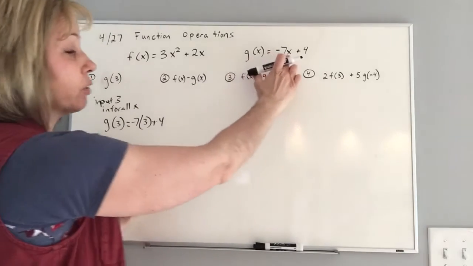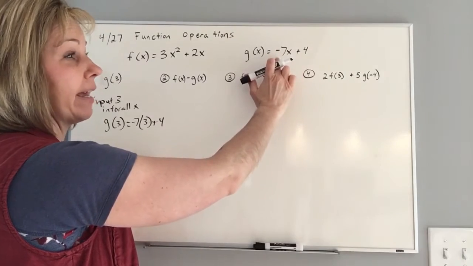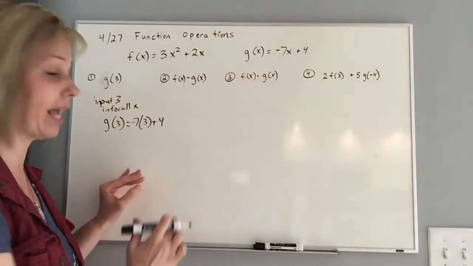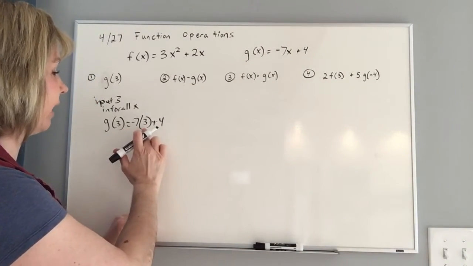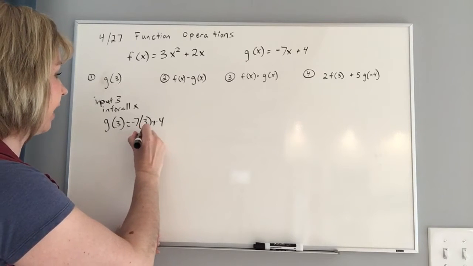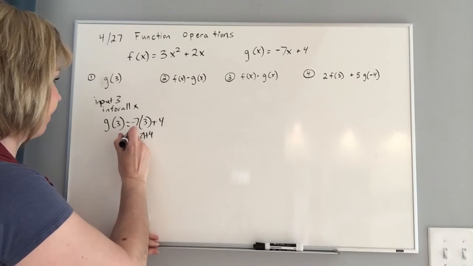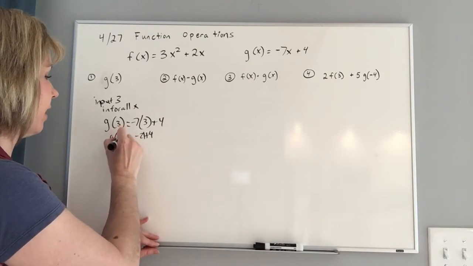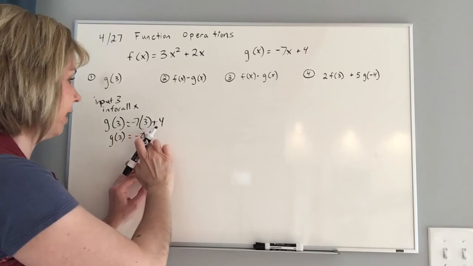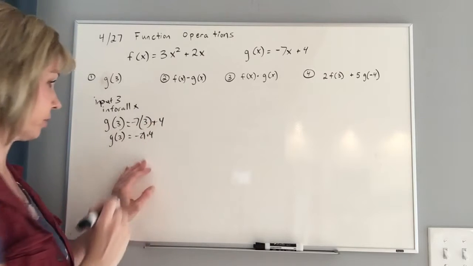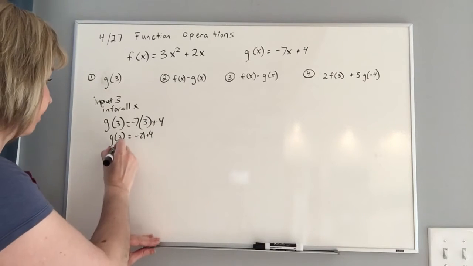And then everything else, what's happening to x is being multiplied by negative 7 and 4 is being added to it. So we got negative 21 plus 4. Okay. So we got g of 3 equals negative 21 plus 4. So we got negative 17.